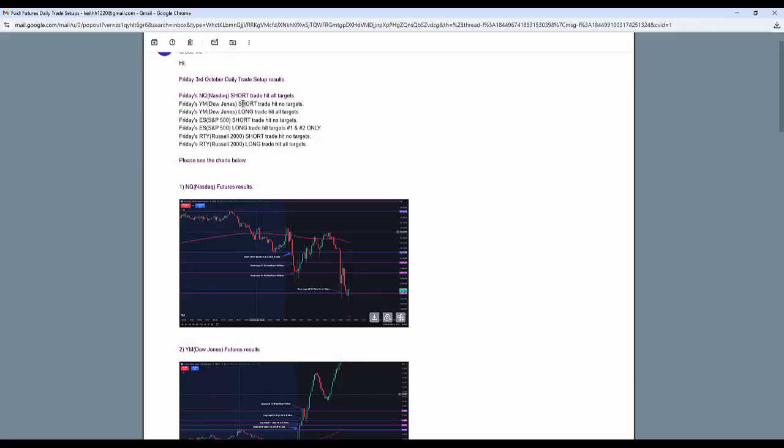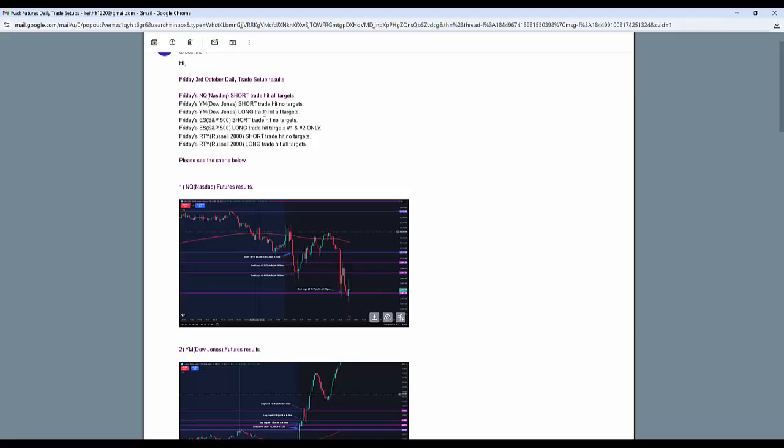You can see the Nasdaq short hit all targets. The Dow short triggered short, but it didn't hit any targets. The Dow long hit all targets. The S&P hit no targets on the short side, hit the first two targets on the long side, and the Russell did pretty much the same thing, except it hit all targets.